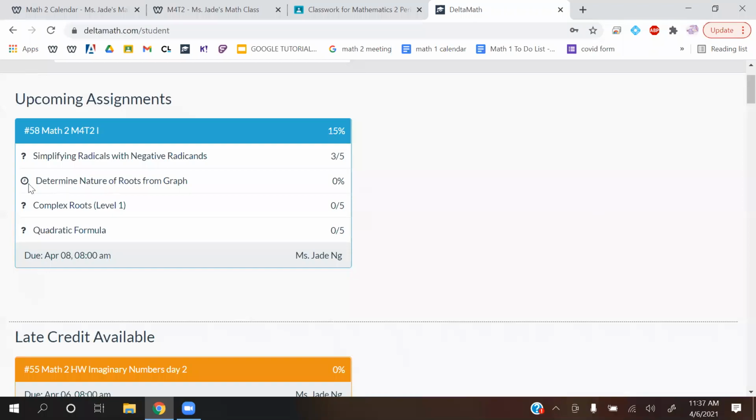This next category is timed. I mean, it's not really timed. I gave you like 100 seconds, which I think should be enough. Or maybe I didn't give 100 seconds. I don't quite know how it works. I tried to make it so that there's enough time, okay? If you need more time and it's not working out for you, just let me know. But it's determine nature of roots from graph.